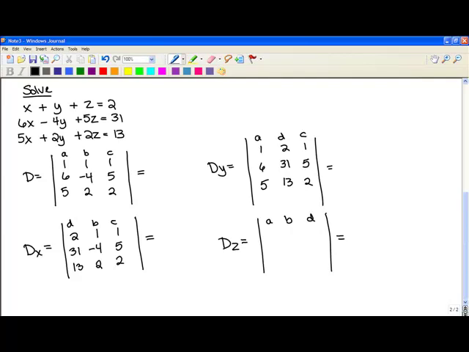And finally, for our last determinant, D sub z, we start with the coefficients of x, the coefficients of y, and finally the numbers on the right side of the equations.